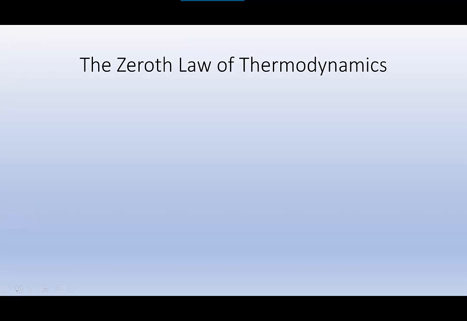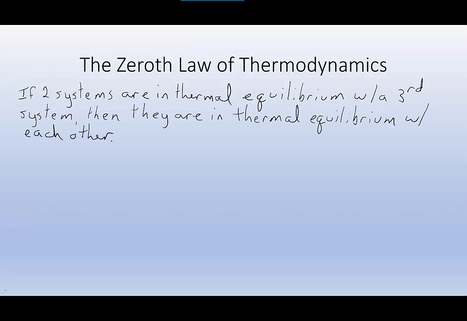The 0th law of thermodynamics says, if 2 systems are in thermal equilibrium with a 3rd system, then they are in thermal equilibrium with each other. So again, if 2 systems are in thermal equilibrium with a 3rd system, then they are in thermal equilibrium with each other. What that means is thermal equilibrium means that 2 or more systems are at the same temperature. Thermal equilibrium means at the same temperature.